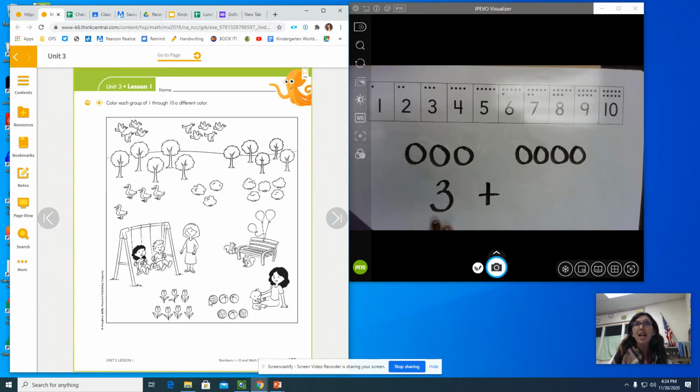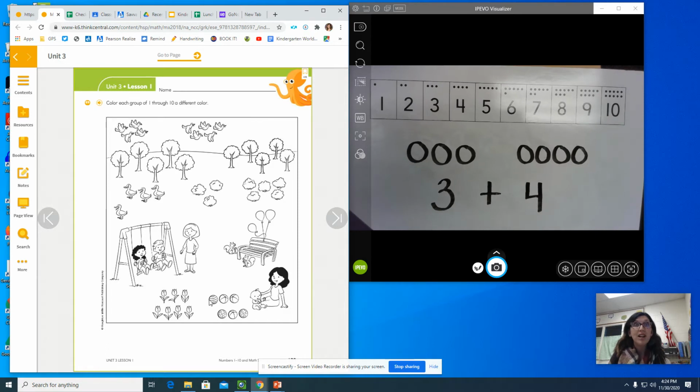So we started with 3. I put a plus sign because we're getting more. And then how many more did we get? You're right, we got 4 more. So I'm going to put 4 right here. Here's our expression, but now we're going to turn it into an equation.